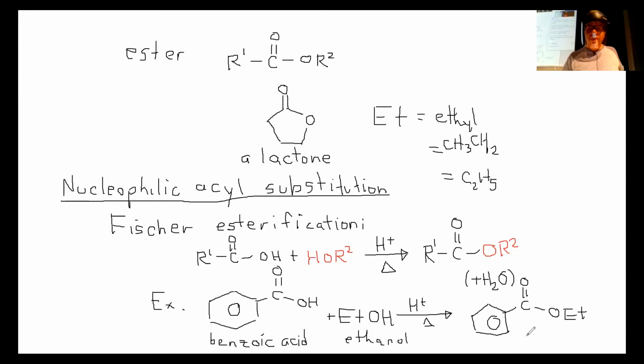And usually the way we name esters is we name the alcohol component first, which is ethyl, because it's ethyl alcohol. And then we name the carboxylic acid portion as -oate, so benzoate. B-E-N-Z-O-A-T-E. Ethyl benzoate.